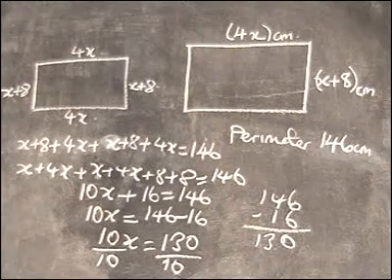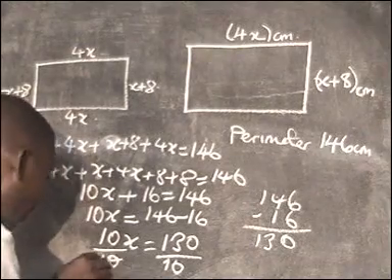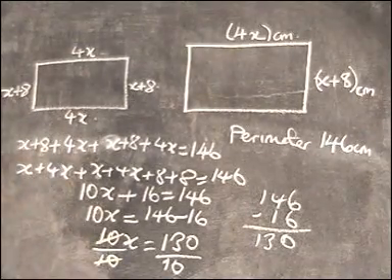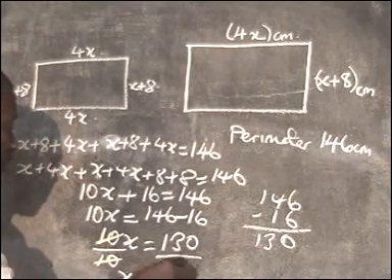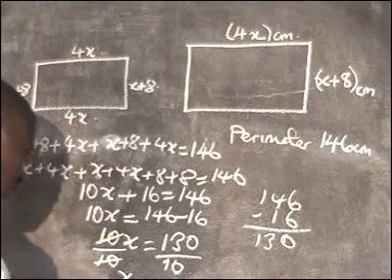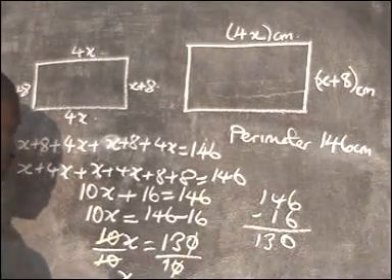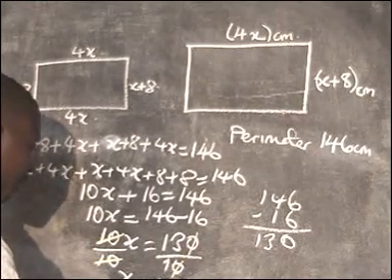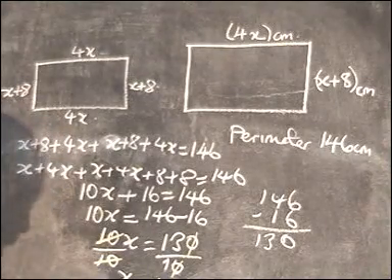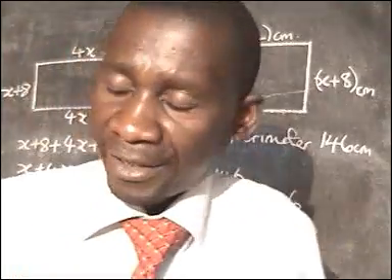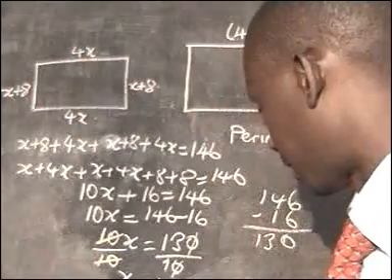This is not all that difficult to handle. 10 and 10 cancel, and x equals 130 over 10. You simply cancel a 0, that is 0 and that is 0. 1 into 13, you get 13. So the result is 13. In the first place, I have found that the value of x is 13.